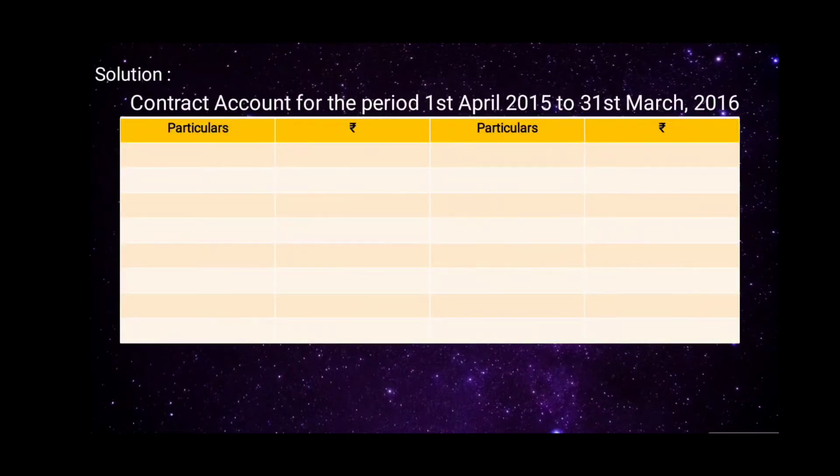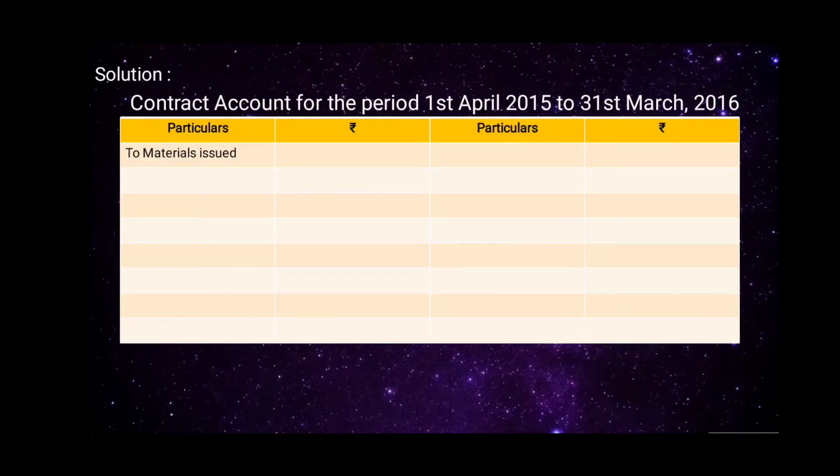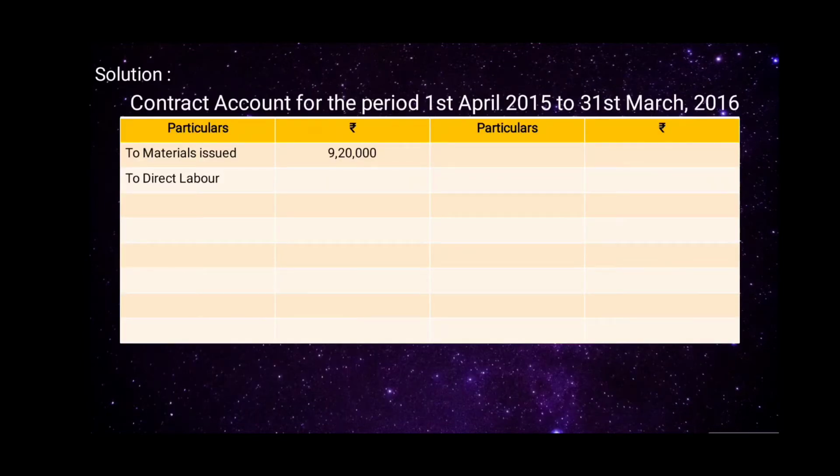So let us start preparing contract account. Contract account for the period 1st April 2015 to 31st March 2016. First, material issued amount is given as 9,20,000. So we'll record it on the debit side. To materials issued amount will be 9,20,000. Next, direct labor amount is given as 4,40,000. So we'll record it, to direct labor amount will be 4,40,000.